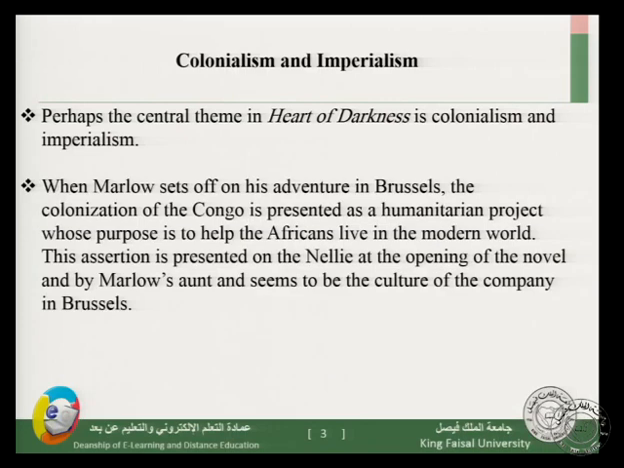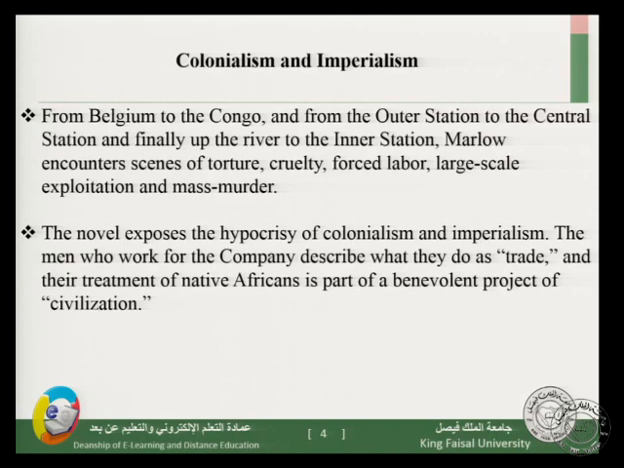So the common perception in Europe when Marlowe is leaving Europe for Africa is that colonization is a humanitarian effort that helps Africans improve their living conditions and acquire science and technology and education and so on. As Marlowe travels from Belgium to the Congo, and from the outer station to the central station to the inner station, this perception changes, and it changes dramatically. It changes almost 360 degrees.